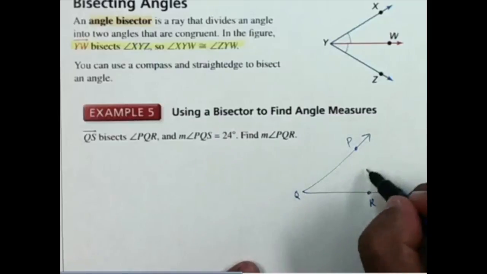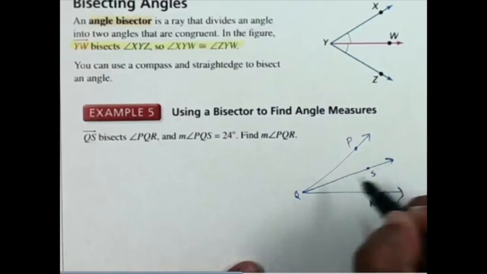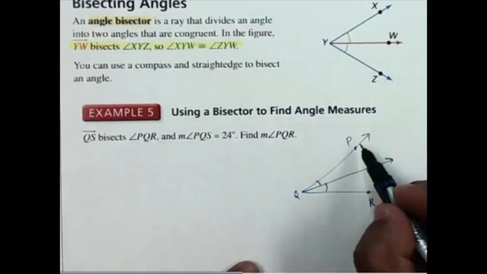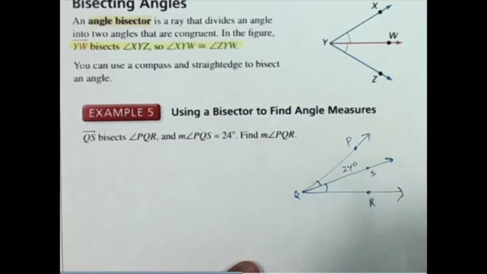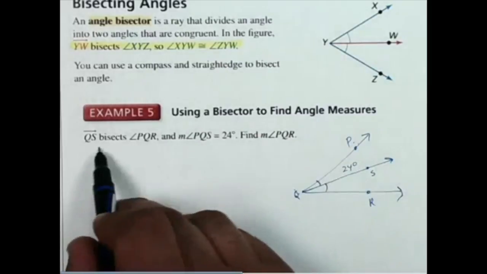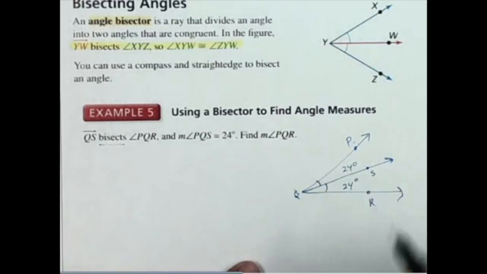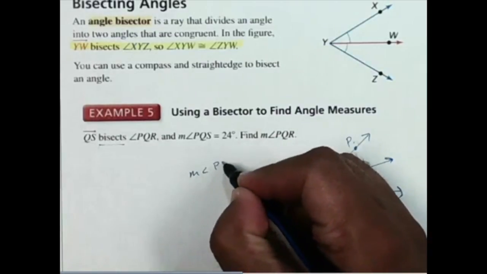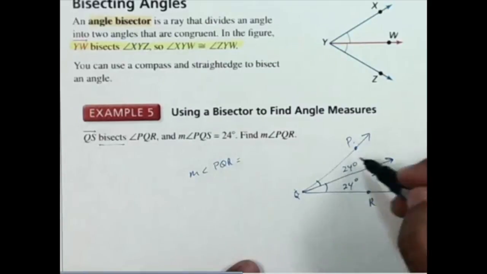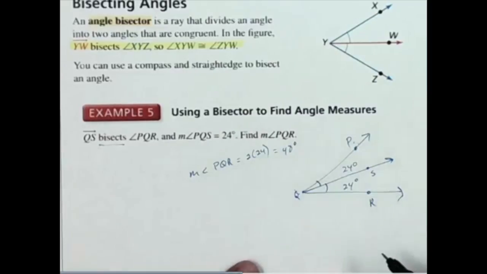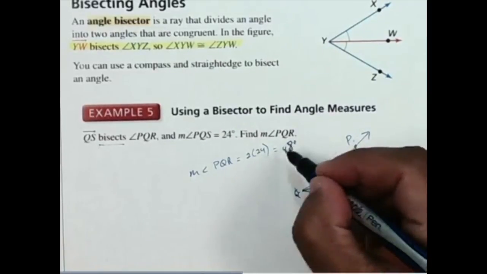All right, and I know QS bisects it, so that means that point S right here is in the interior, and it makes it so that these two angles are congruent. All right, and I know that PQS is 24 degrees. I want to find PQR. Well, if this part is 24 degrees, because it's a bisector, that means this angle here is also 24 degrees. So if I want the measure of angle PQR, I would just double my measurement, so that would be 24 times 2, and that would be 48 degrees. Okay, that would be my answer.